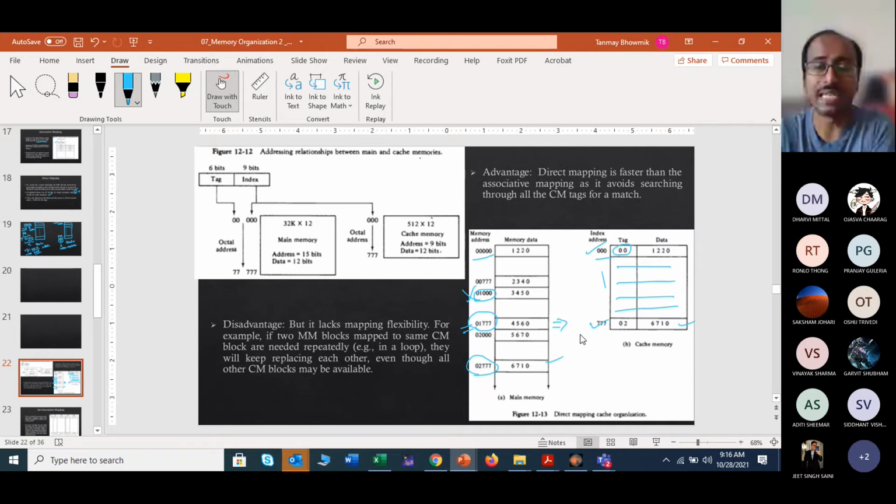So that means irrespective of all the other places being free, you cannot use them. Rather, you have to replace one existing data. And you have to keep repeating this practice, because the next time you need some other data with the same index field, again you have to replace. So you are not properly utilizing your space. That is the disadvantage of the direct mapping technique.